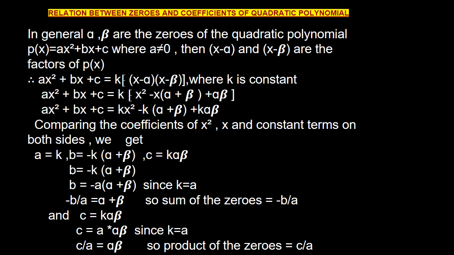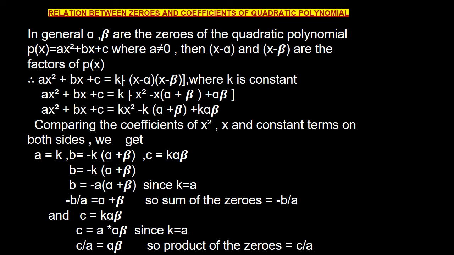The second term here is bx. In the second term on the right, sorry, x is not typed here, so it is k into x into alpha plus beta. So the x coefficient is minus k into alpha plus beta. Now the constant term on the left side is c, the constant term on the right side is k alpha into beta. So b is equal to minus k into alpha plus beta, but k is equal to a. We are substituting a instead of k. So b is equal to minus a into alpha plus beta, since k is equal to a.